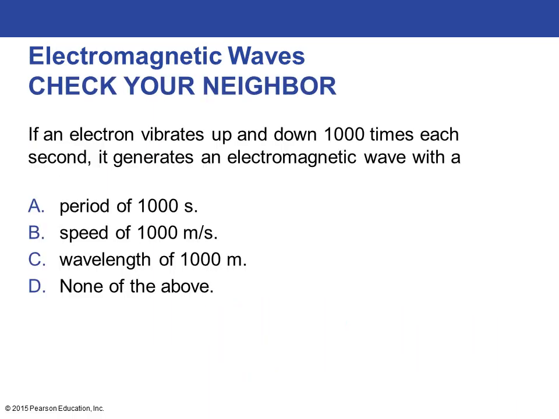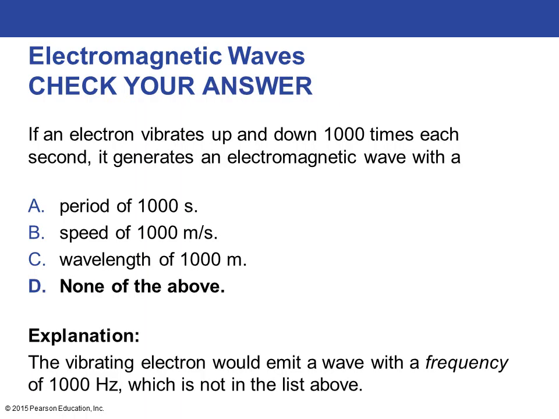So let's do a review question. If an electron vibrates up and down 1,000 times each second, and this is sort of going back a couple chapters, will it generate an electromagnetic wave with a period of 1,000 seconds, speed of 1,000 meters per second, a wavelength of 1,000 meters, or none of the above? So it's going back to what wavelength versus period is, and the answer is none of the above. The vibrating electron would emit a wave with a frequency of 1,000 hertz, which is not on the list above. And remember, a period is 1 over the frequency.